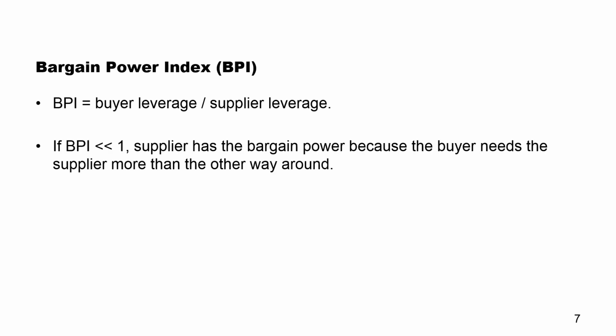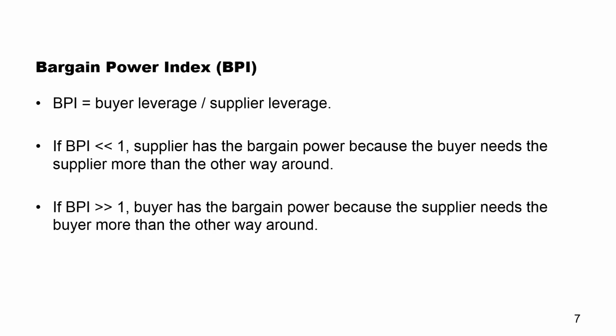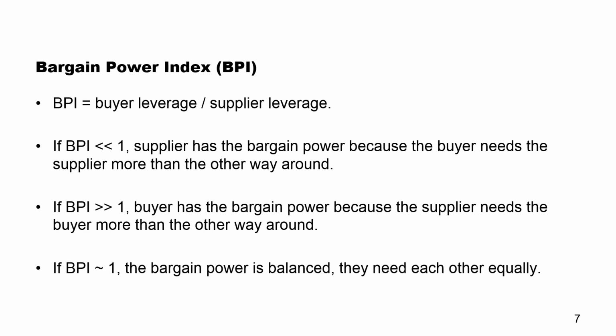So if BPI is much smaller than 1, then the supplier has the bargaining power because the buyer needs the supplier more than the other way around. If BPI is much greater than 1, then the buyer has the bargaining power because the supplier needs the buyer more than the other way around. If the BPI is about 1, then the bargaining power is balanced. They need each other equally. In what follows, I shall use some examples to explain the BPI.